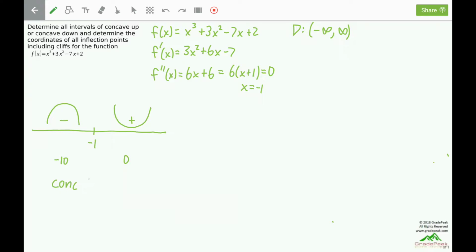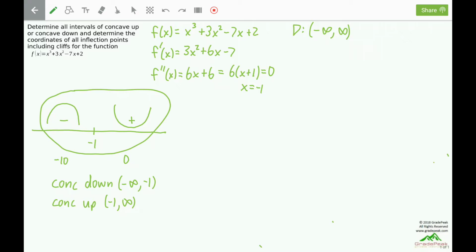So we have a concave down interval from negative infinity up to negative 1. We have a concave up interval from negative 1 to positive infinity. Right at the candidate number of x equals negative 1, we have the concavity changing from concave down to concave up. That makes x equals negative 1 be an inflection point.